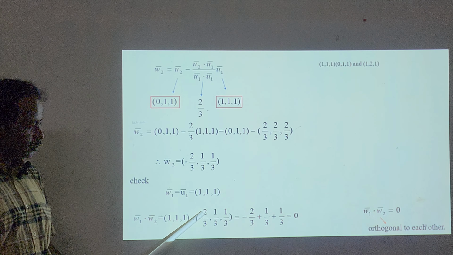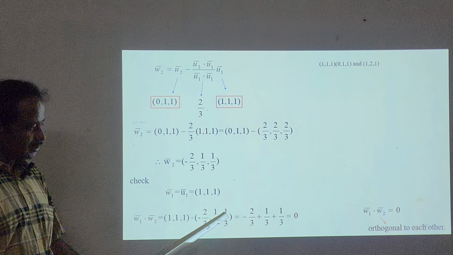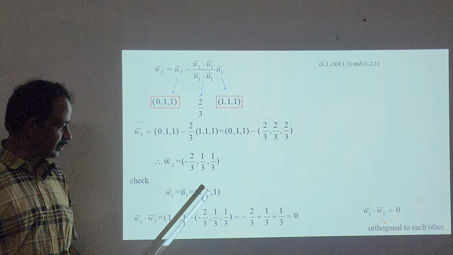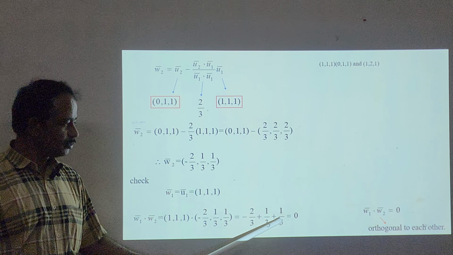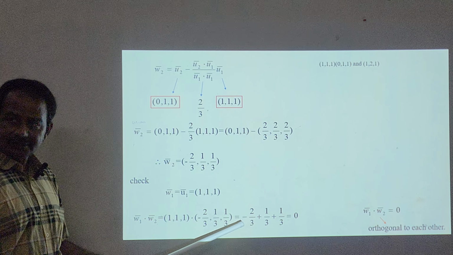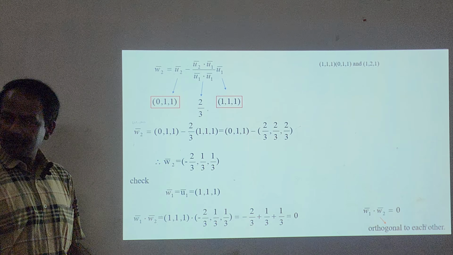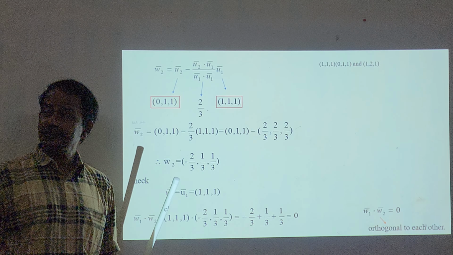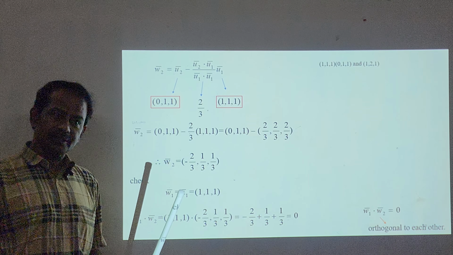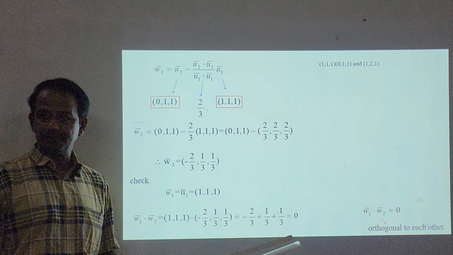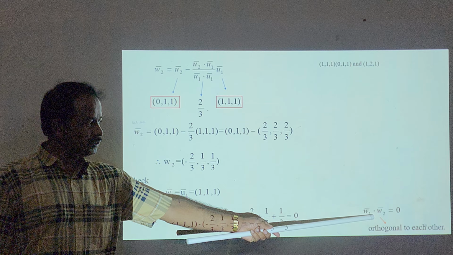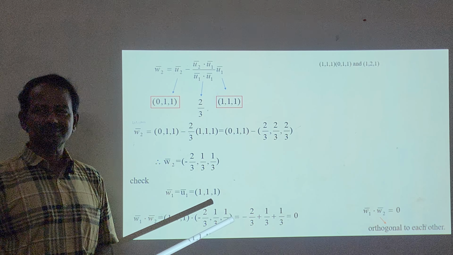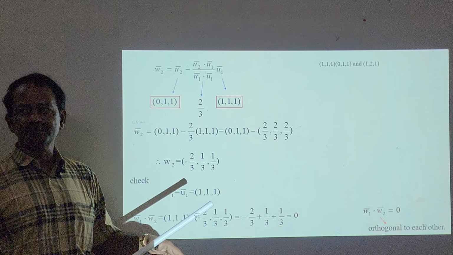The dot product of these two gives 1 multiplied by minus 2 by 3, which is minus 2 by 3. Then 1 by 3 gives plus 1 by 3, and 1 multiplied by 1 by 3 gives 1 by 3. You add all the things and it becomes 0. Is it okay? 1 by 3 plus 1 by 3 is 2 by 3, and this is minus 2 by 3. Both get cancelled, so this becomes 0. So W1 dot W2 equals 0, so surely they are orthogonal to each other. It's very clear. So we have finished half of the part.